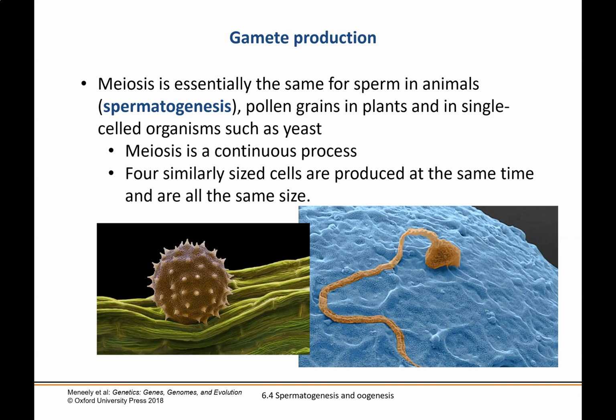Basically, meiosis is a continuous process. In humans, it occurs in the gonads, which are the organs that produce the sperm. And in all sexually reproducing organisms, they're going to have these specialized cells that undergo meiosis to produce the male sex cell. So in spermatogenesis, we get 4 similarly sized cells all at the same time. And this process is happening continuously throughout a male's lifetime. Basically, once he enters puberty, he continues to produce sperm throughout his lifetime.